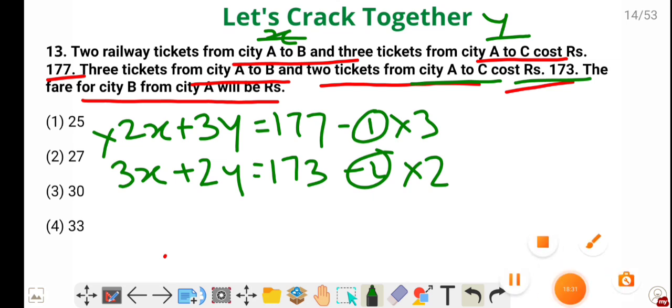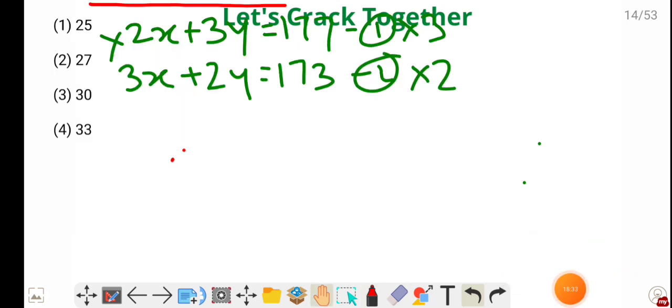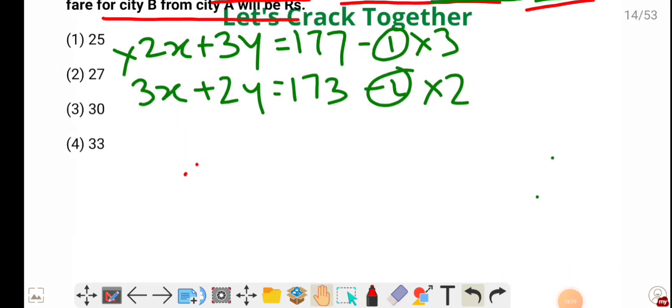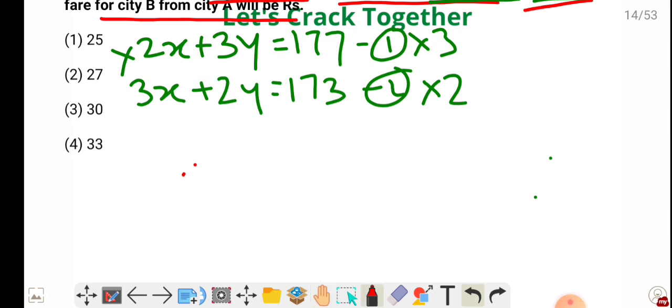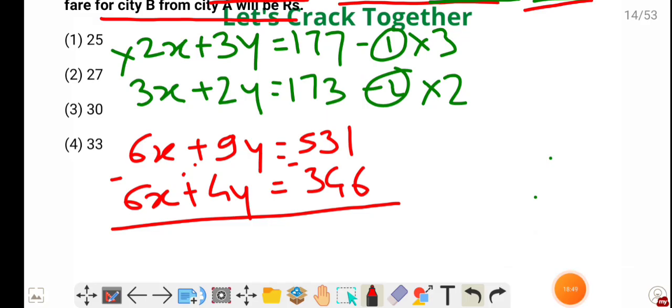According to the first equation, multiplying by 3, 3 into 2 is 6x plus 9y is equal to 531. After multiplying, the equations will be like this. Just subtract: 6 minus 6, and 9 minus 4 is 5y, equal to 531 minus 346, which is 185. So y will be 37.